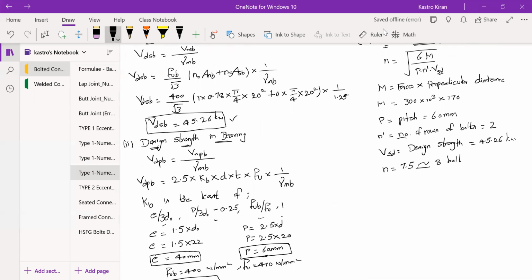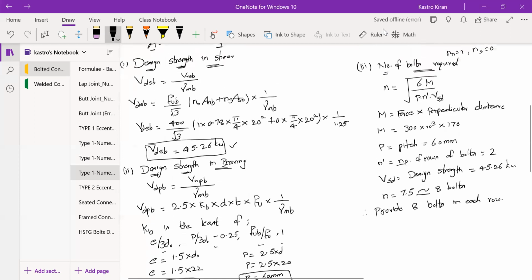Therefore, provide 8 bolts in each row. So how many rows do we have? 2 rows. So 2 rows means 16 bolts. 8 into 2 will give you 16 bolts. So we are providing 8 bolts in each row. Therefore, on the whole, the total number of bolts required for the connection is 16. That's how you can find out the number of bolts.